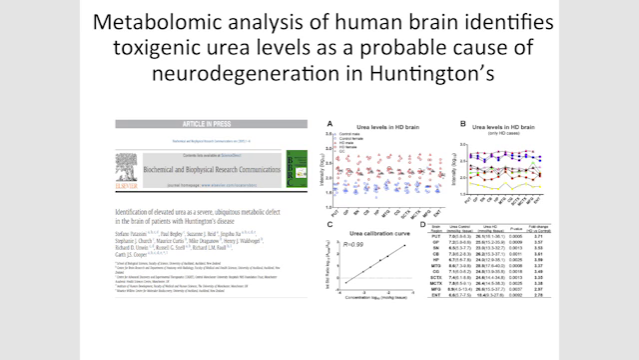So this is a study. I'm going to talk about Huntington's first, and then I'm going to go back into Alzheimer's. So we published this a few months ago. Metabolomic analysis of the human brain identifies toxigenic urea levels. So we know that these urea levels are present in the brain in Huntington's. This had not been found before because the metabolomic analysis had not been developed. We found urea levels in the brain that were sufficient to be causative of neurodegeneration. And there's quite a lot of experimental evidence behind that.